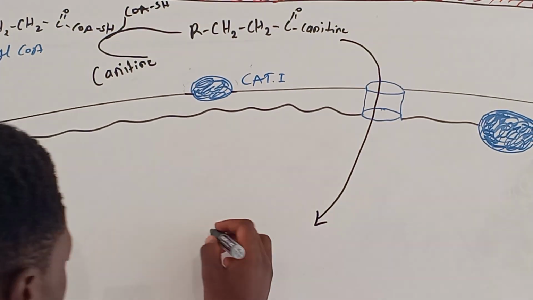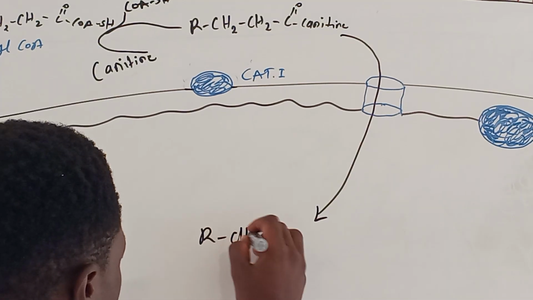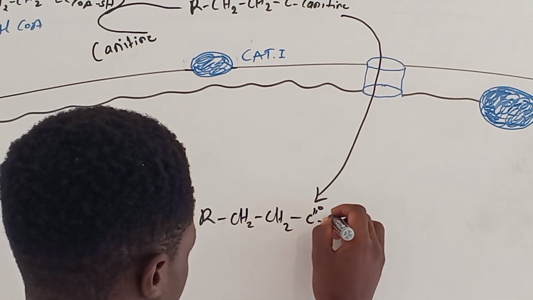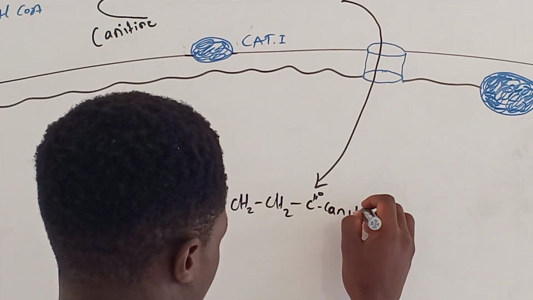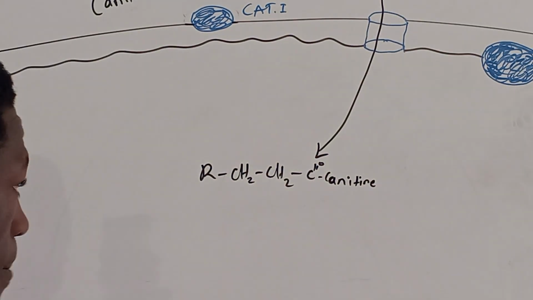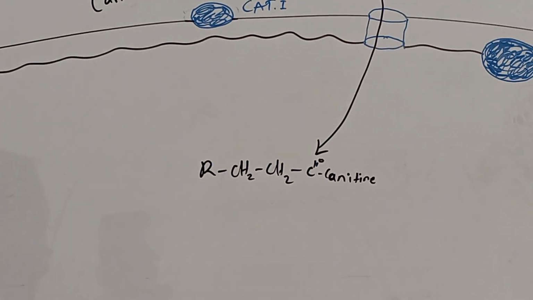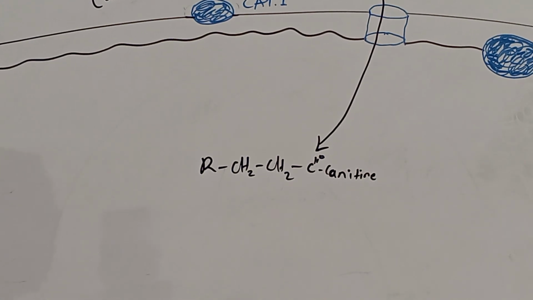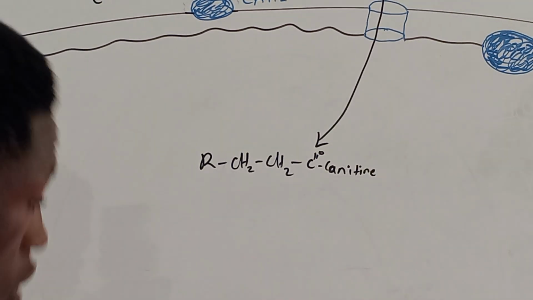Alright, so we have the fatty acyl carnitine. Right. Now, guys, you have another problem. The fatty acyl carnitine cannot undergo beta oxidation. So what are we going to do? We need to replace the carnitine with a CoA. So what is going to happen?